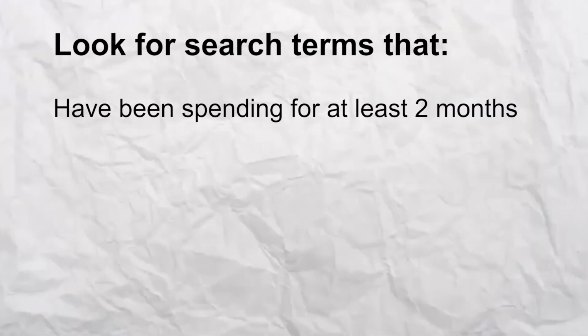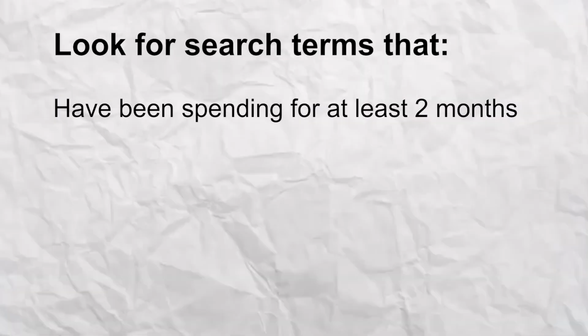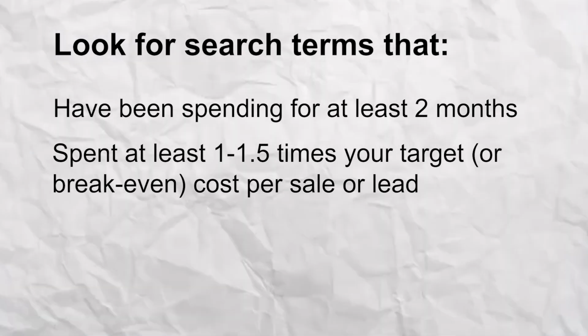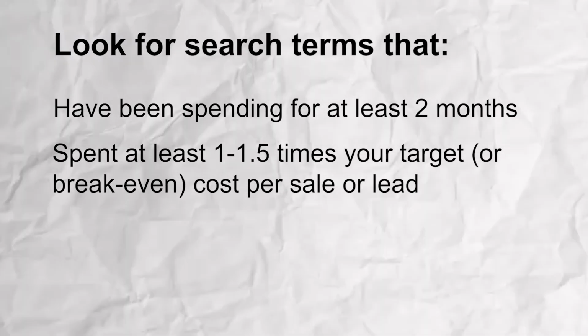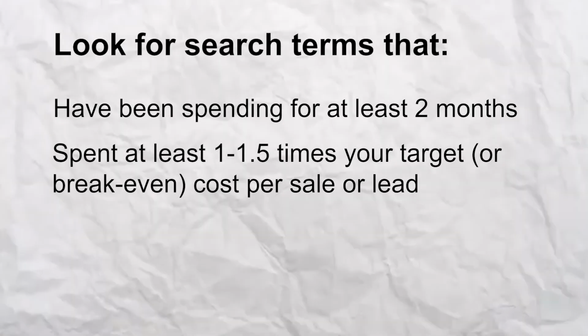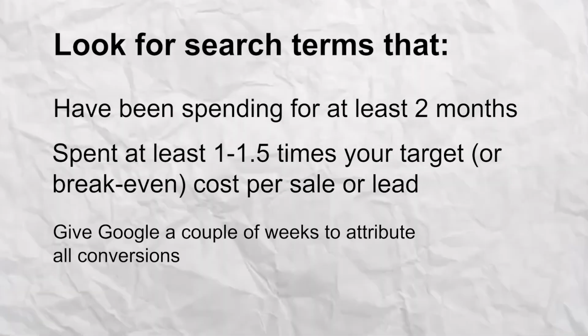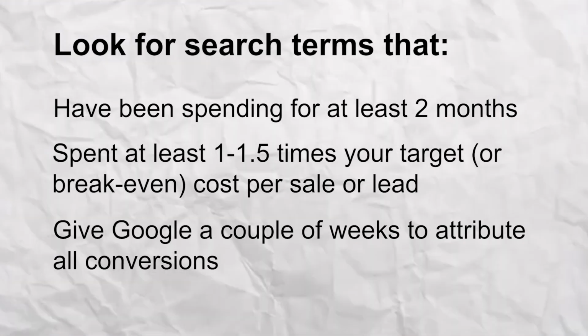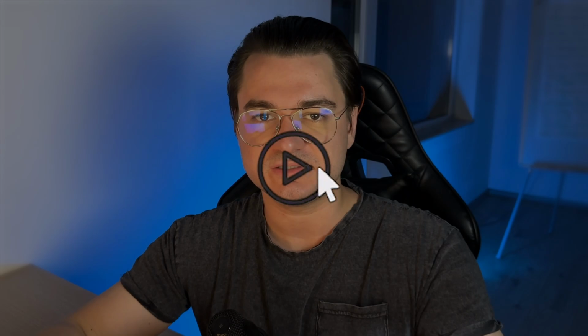Hello, Editor Me here. Just wanted to quickly jump in and mention another important thing that I forgot to mention in this video, and that is that you should also find search terms that have been spending for at least 2 months and have spent at least 1 to 1.5 times your target cost per purchase, and add them to your negative keywords. But make sure to give Google at least a couple of weeks to attribute all conversions to the last 2 months, as it takes time for Google to attribute all your conversions.